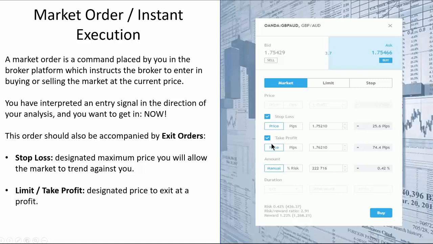Now, it's not absolutely necessary to identify a take profit or a limit, because if you allow your profit to run, you have the ability to maximize profits, but that's a little bit later on. For right now, for the purposes of basic understanding, we want to have a full trade plotted out, right? So we will put in a stop loss, and this is the designated maximum price that you will allow the market to trend against you.